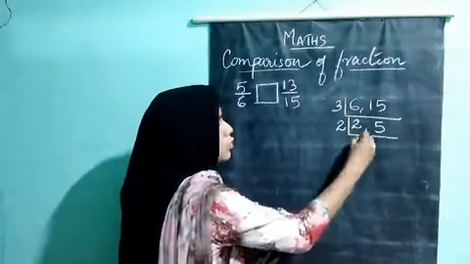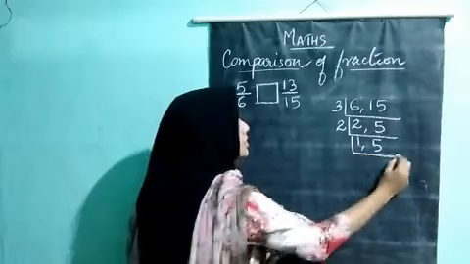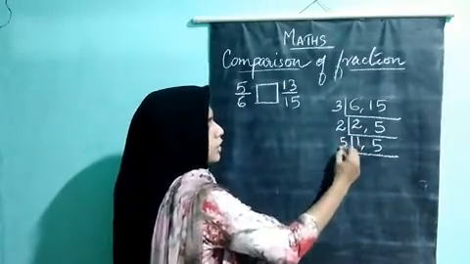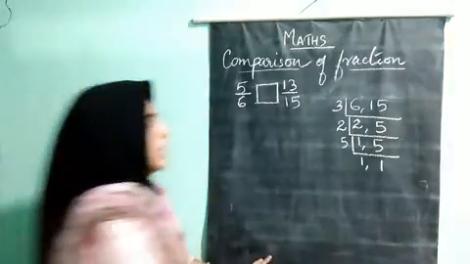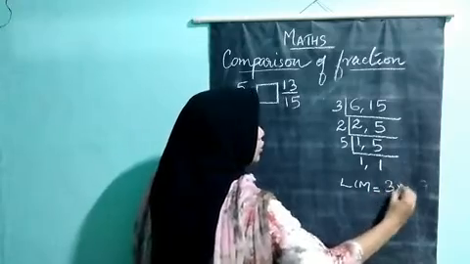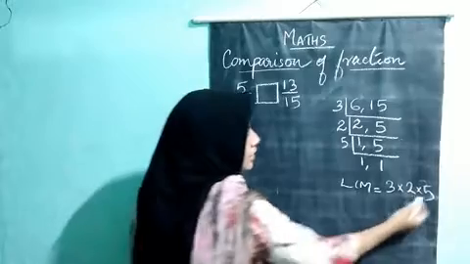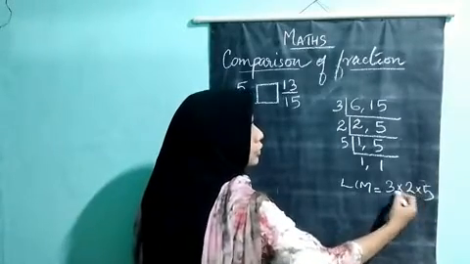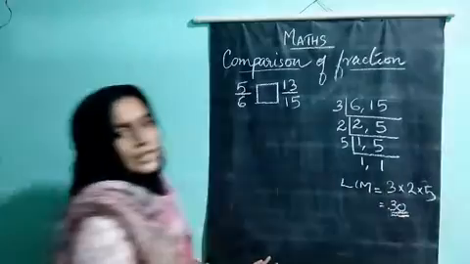In 2, how many 2s? 1, 2. In 5 there is no 2. So you can write it as same 5. Now you can take 5 one time. Clear? Now LCM equal to 3 into 2 into 5. How do we multiply easily? 5 into 2, 10. 10 into 3, 30. So the LCM is 30.